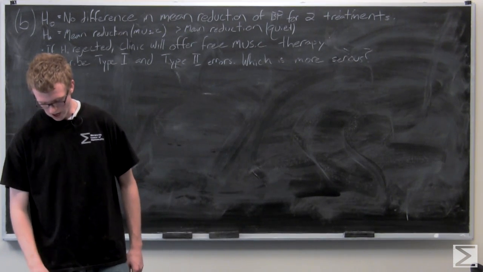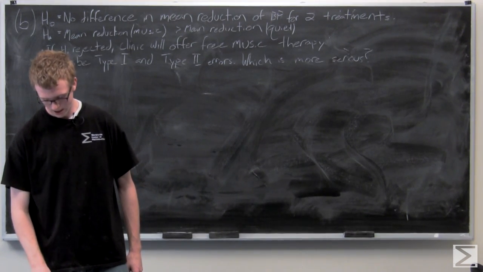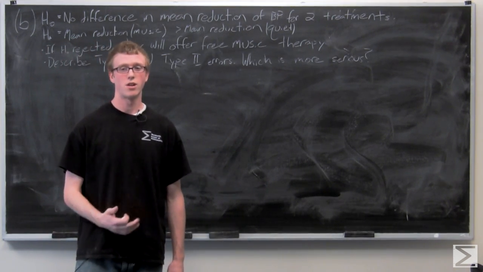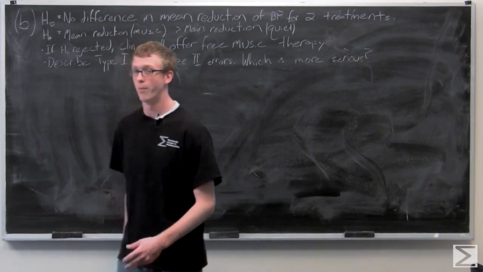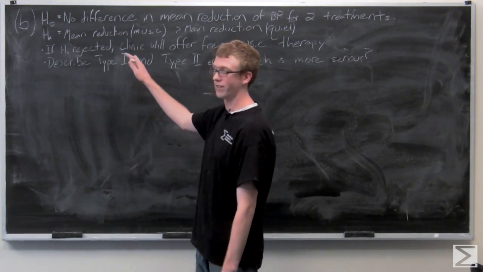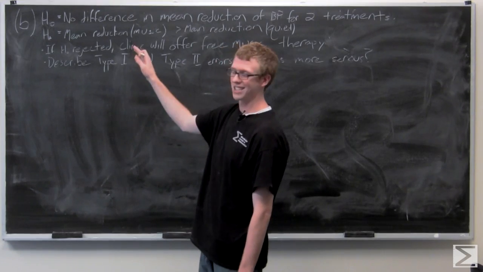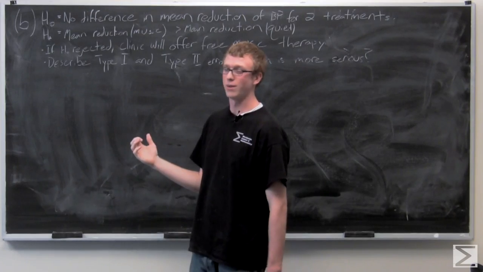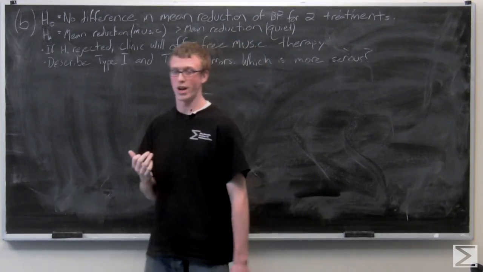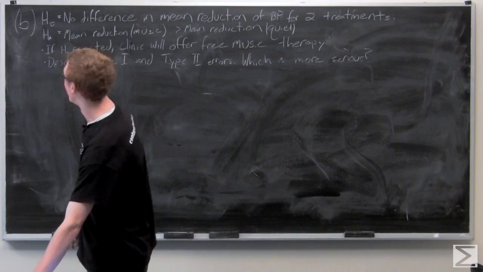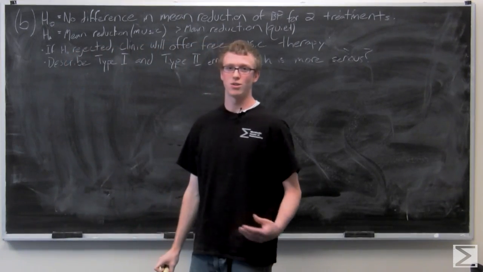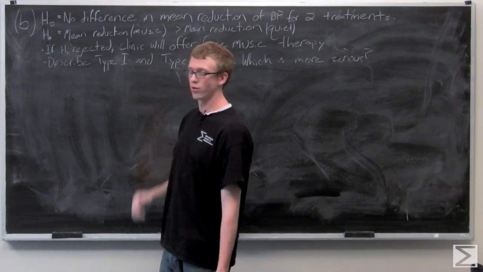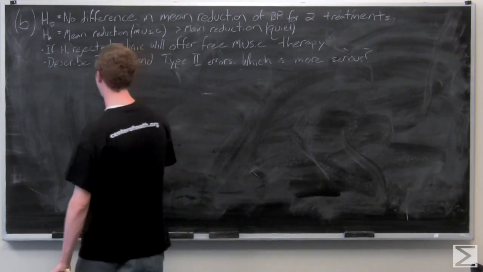So we're going to describe type 1 and type 2 errors in the context of the problem and the consequences for the clinic. We know that for the clinic, if they reject the null and they accept that the mean reduction after listening to music is greater than the mean reduction after sitting in the quiet environment, then they're going to actually offer free music therapy to all of their blood pressure patients. So I'm going to make a chart here just to remind you of the type 1 and type 2 errors.